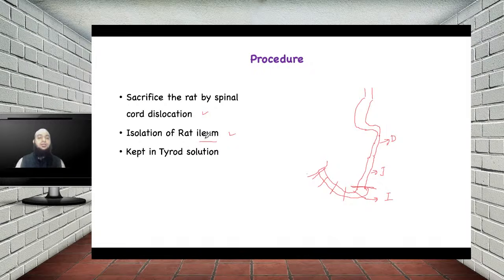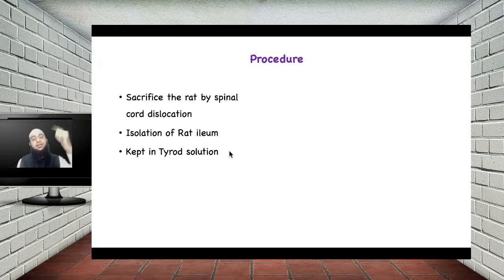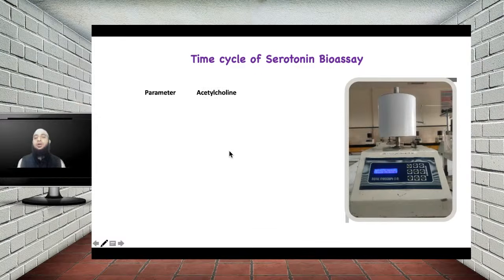So you can isolate that and keep it in the Tyrode solution so that you can complete its preparation. You can put a thread, and that thread can be applied on the aeration tube, and the second thread, that is the last thread, can be applied on your lever.